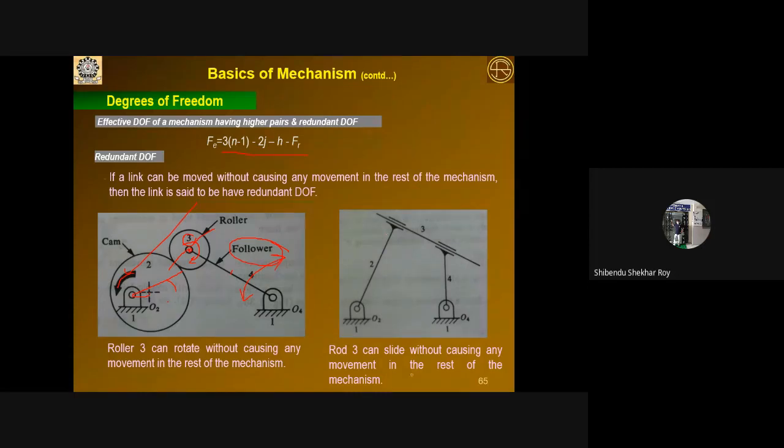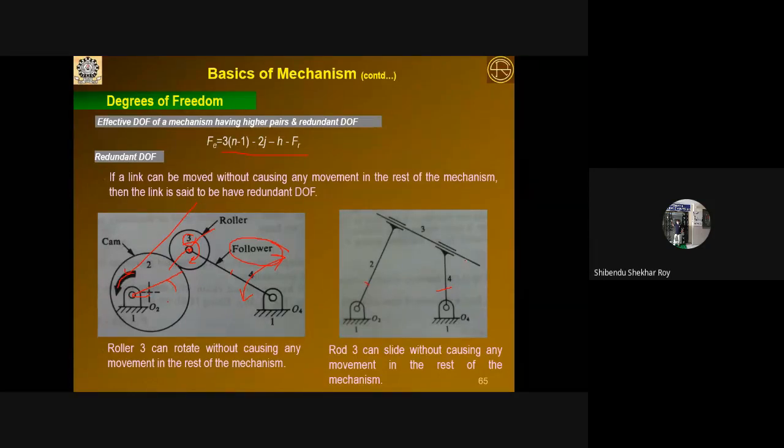Now here see another example. In this particular mechanism, slider 3 can slide. Keeping the crank stationary and the follower stationary, it can slide. That sliding movement will not cause any movement to the rest of the mechanism.